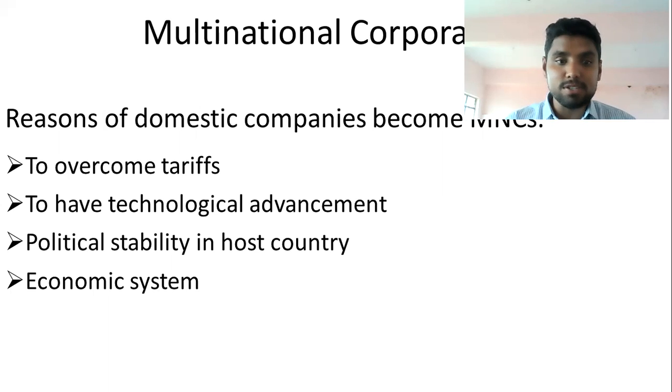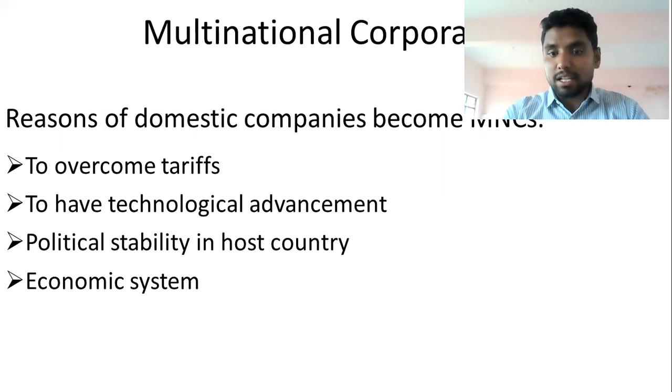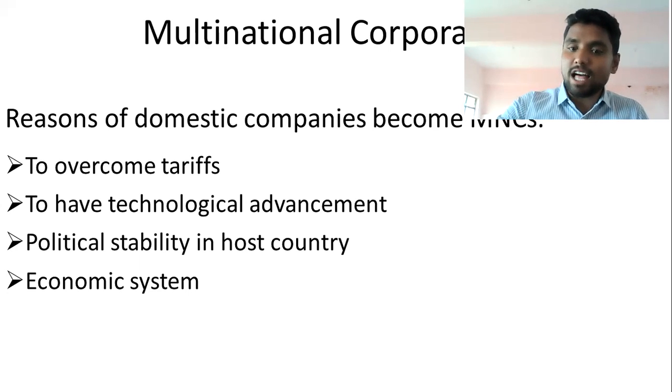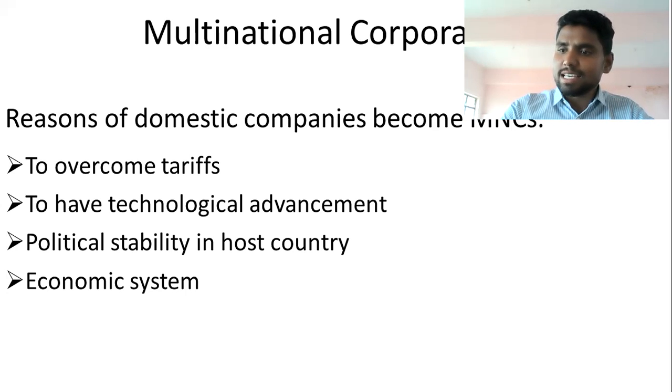Another reason is technological advancement. Though we are good at labor and resources, technological advancement is not that much in India. It is good to see that it is slowly picking up in our country, but it has not reached the level we see in Western countries. So some companies of our country see it as an opportunity to get technology and improve their own technologies. They are going to go international and become MNCs.